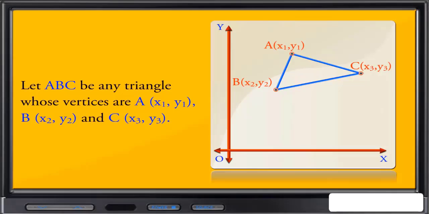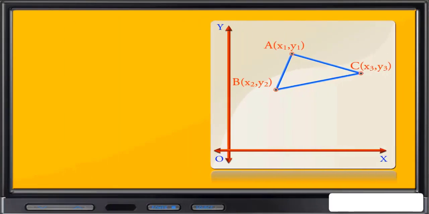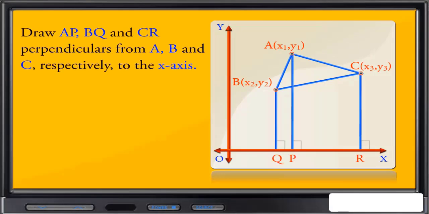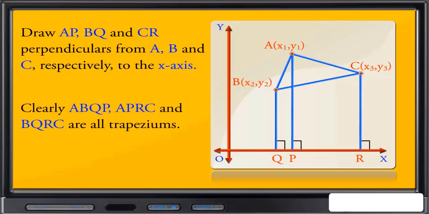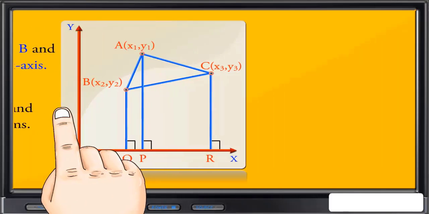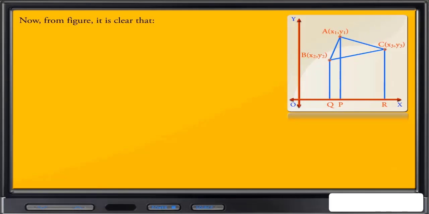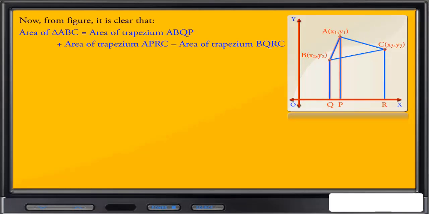Let ABC be any triangle whose vertices are A (x1, y1), B (x2, y2) and C (x3, y3). Draw AP, BQ and CR perpendiculars from A, B and C respectively to the x-axis. Clearly, ABQP, APRC and BQRC are all trapeziums. Now from the figure, it is clear that area of triangle ABC is equal to area of trapezium ABQP plus area of trapezium APRC minus area of trapezium BQRC.